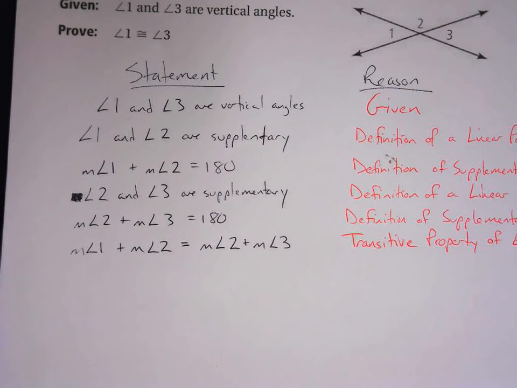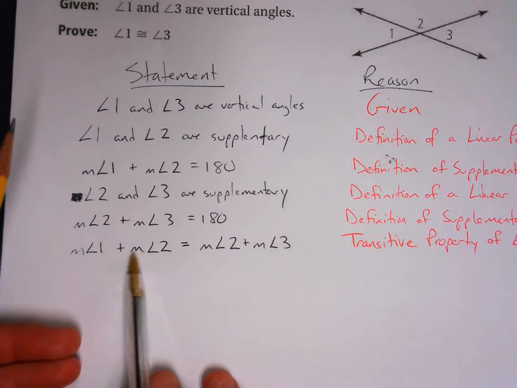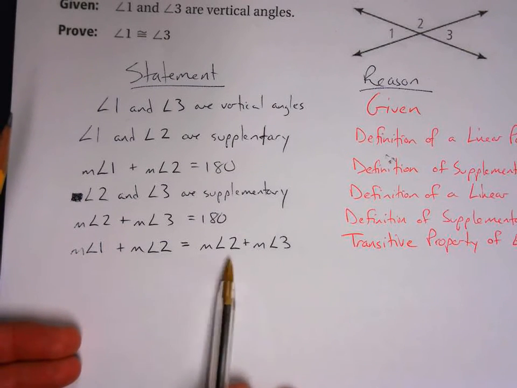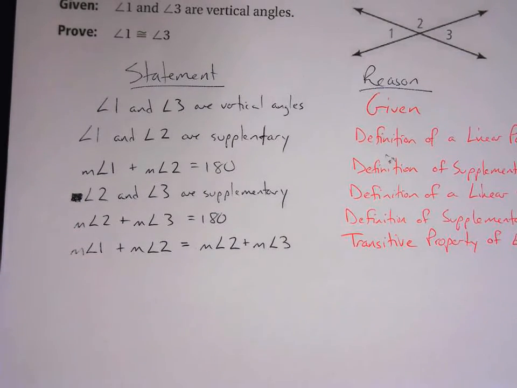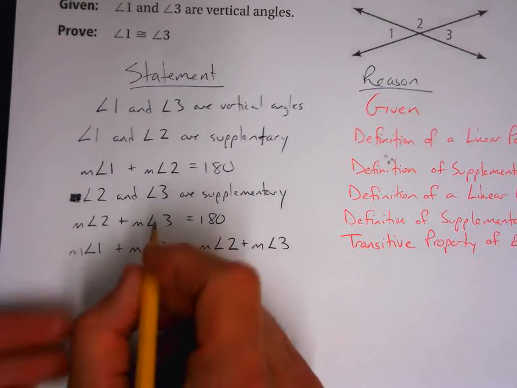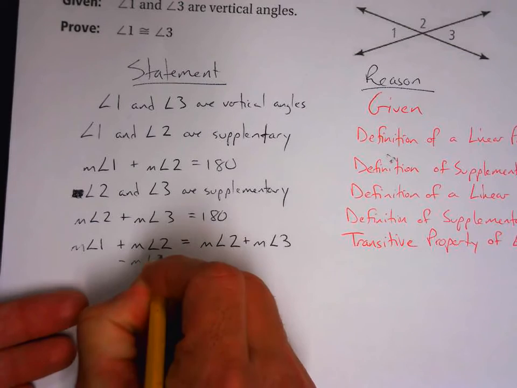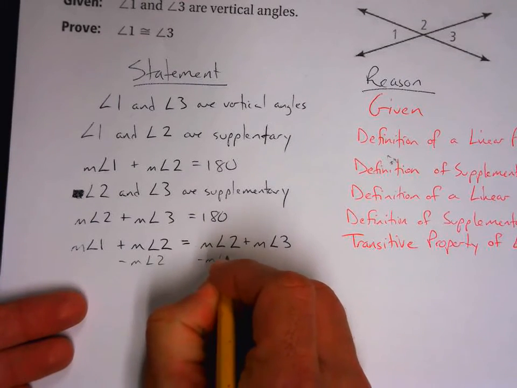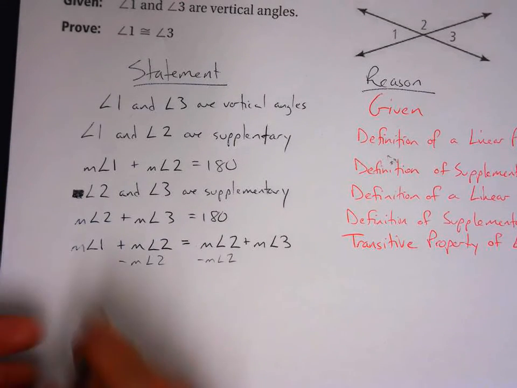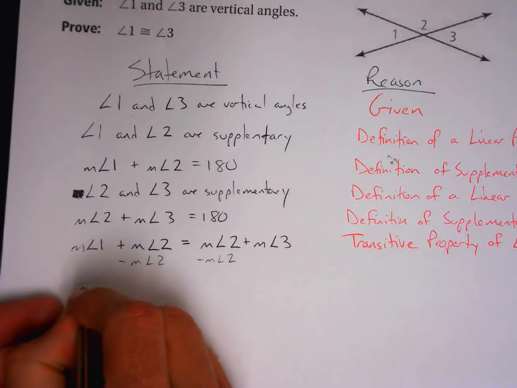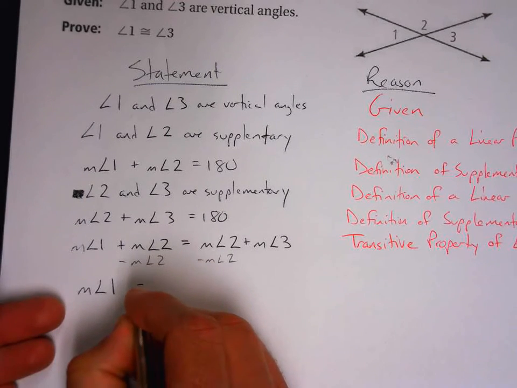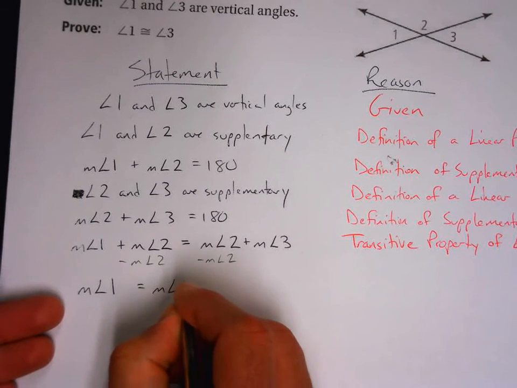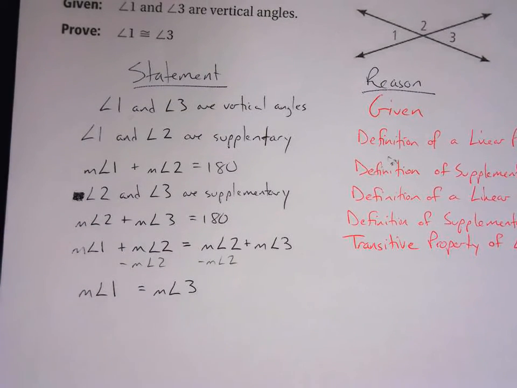If we were solving an equation, what would we do here? You know what we could do? We could subtract the measure of angle 2 from both sides. So we could be thinking minus the measure of angle 2 here, minus the measure of angle 2 there. We could be thinking that, and then our next statement would be, well, if that's the case, then the measure of angle 1 is equal to the measure of angle 3, right? And then what did we do? How did we get there?